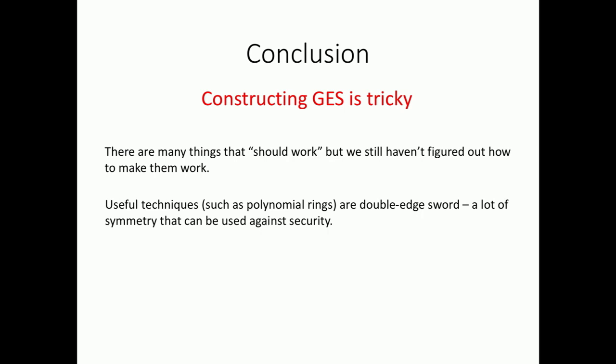The techniques that we use in order to get the functionality, like polynomial rings, are a double-edged sword. We can use the symmetry that we use for functionality also in order to launch attacks. Sort of an obvious thing to say, but it seems to apply very strongly here. And I guess the last lesson is that we can still be surprised by very simple attacks. You could spend a lot of time thinking about a scheme and how to attack it, and be like, oh, the attack from this paper doesn't work, the attack from this paper doesn't work. It seems that we covered everything, and then you add something little to it, and it completely collapses. So just be careful. Thank you.